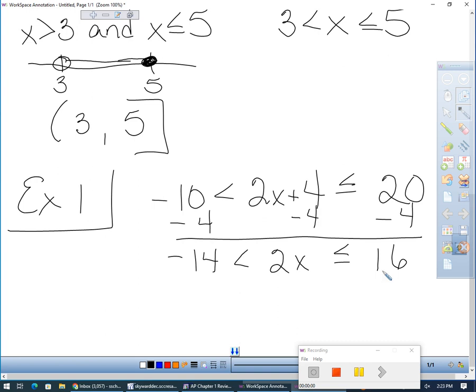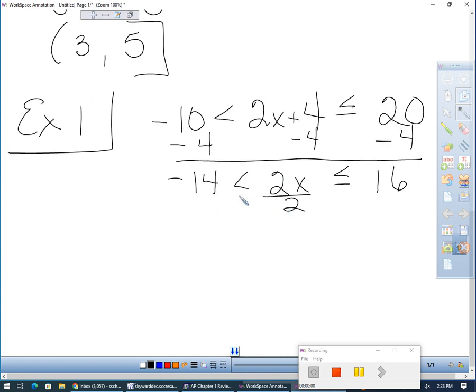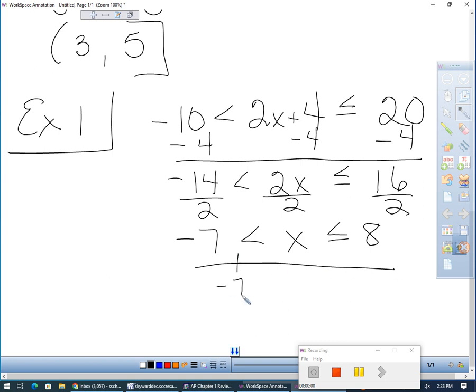Now, is x by itself yet? Correct. We're going to divide by 2. Whatever I do to the middle, I have to do to both ends. So I have negative 7 less than x, less than or equal to 8. So on a number line, at negative 7, I have an open dot. At 8, because it's less than or equal to, I have a closed dot. And the x's fall in the middle.